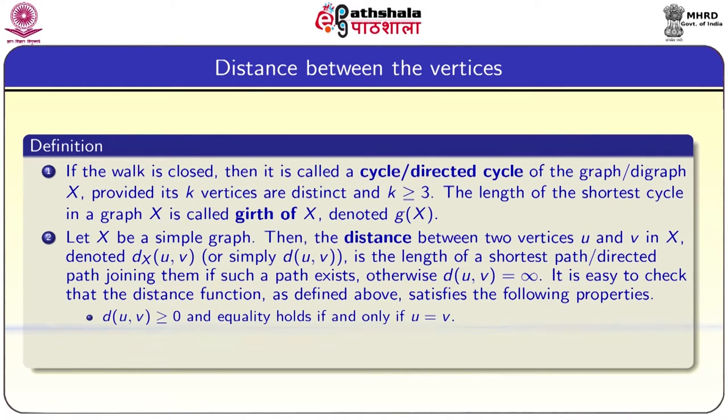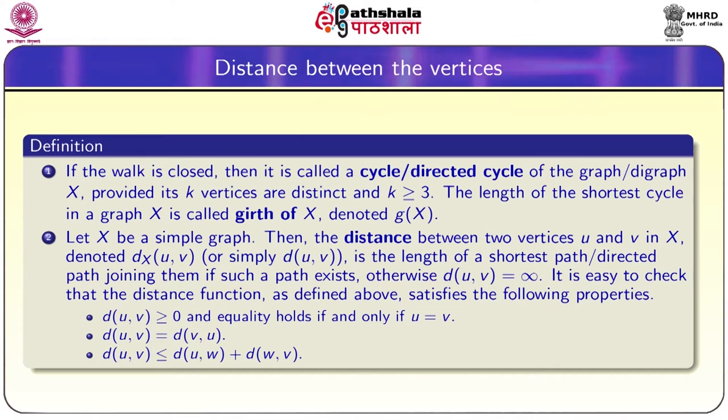And d of uv equals d of vu. That is, the distance from u to v is the same as the distance from v to u. So distance is a symmetric function. D of uv is less than or equal to d of uw plus d of wv. That is, it satisfies the triangle inequality as well.